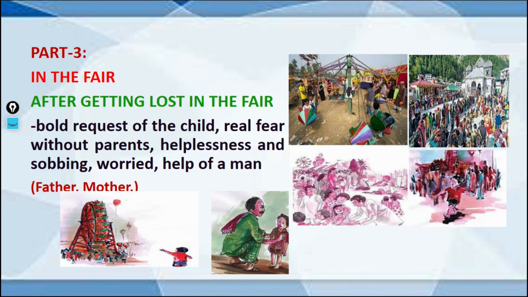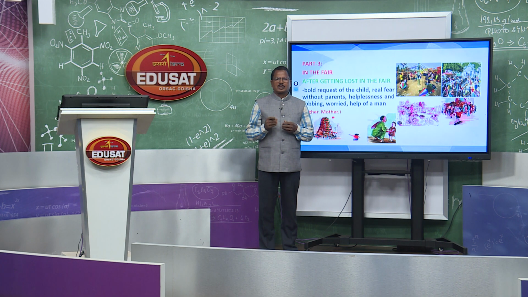He was very much interested, right, at the roundabout. Let's see what happened after getting lost in the fair. So when he asked, he was excited. Out of excitement he shouted, "I want to sit on the roundabout." What happened? Bold request of the child. He requested his parents without looking at them. The parents were not present, and real fear without parents came to his mind.